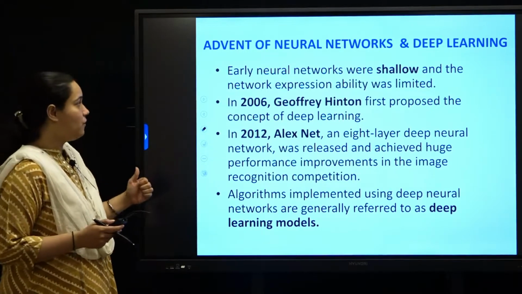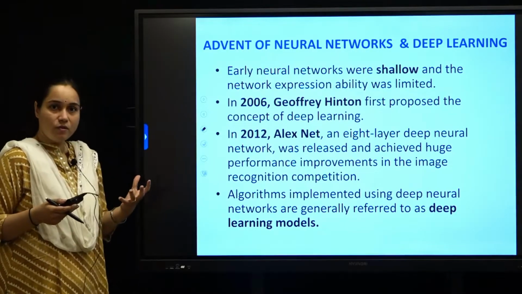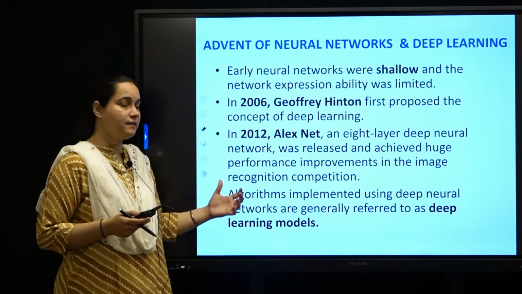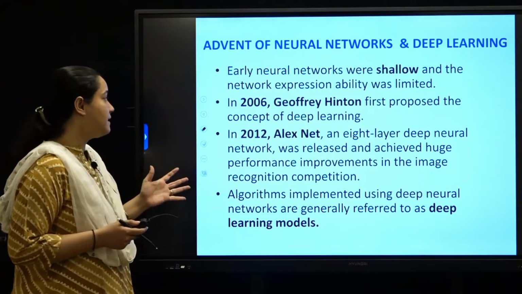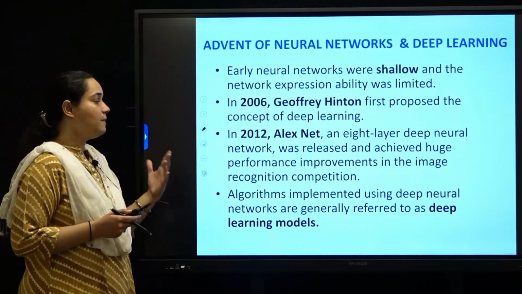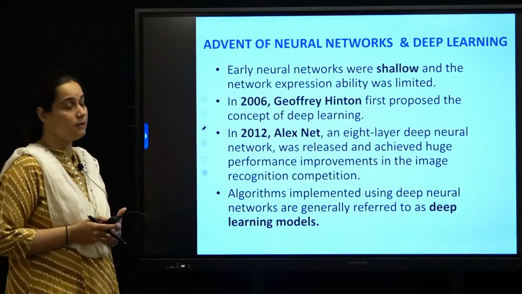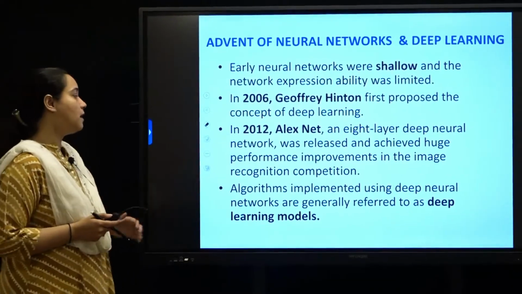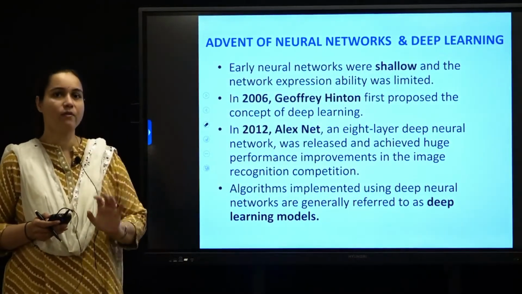In 2006, Geoffrey Hinton proposed the concept of deep learning, while the significance of deep learning was felt in 2012 with the advent of AlexNet, an 8-layer deep neural network. This network was released and it achieved huge performance in an image recognition competition. This was the first time we could taste the success of deep learning. The algorithms implemented using such deep neural networks are referred to as deep learning models. Right now, do not worry about shallow and deep neural networks. We will cover everything in detail.